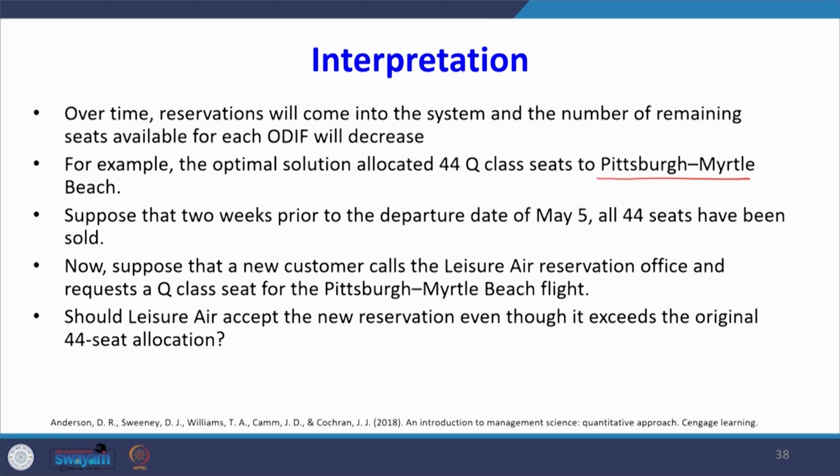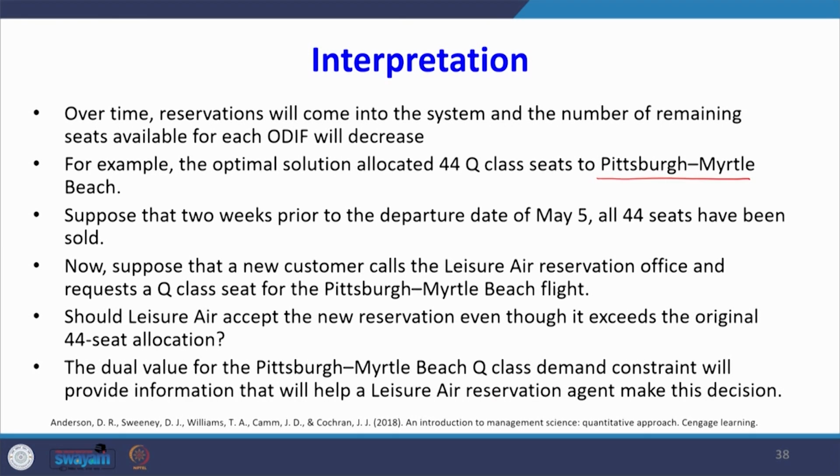So, in that leg the demand was 44, all the seats are allocated. Now, there is a new customer asking for one more seat ticket, that is more than the demand. So, whether we have to accept this new reservation or not. This answer we are going to interpret with the help of interpreting the dual value.